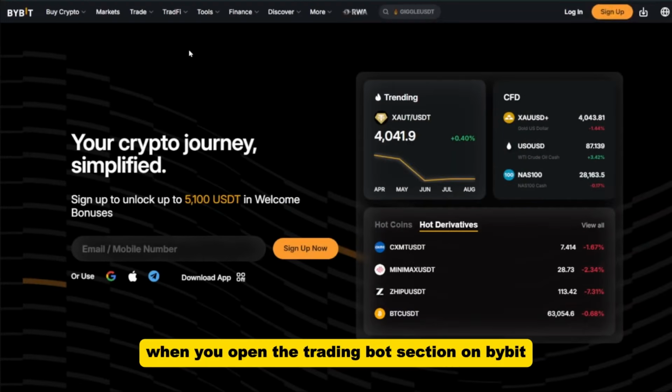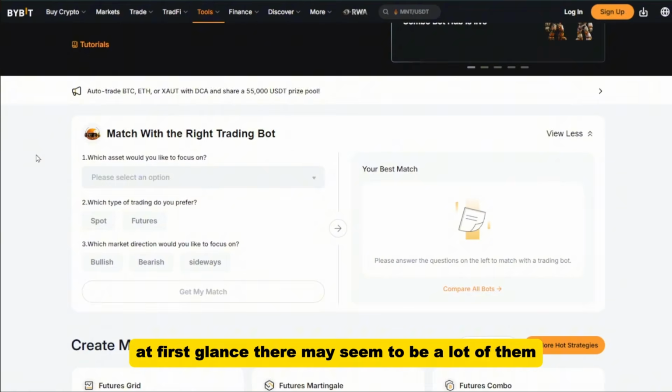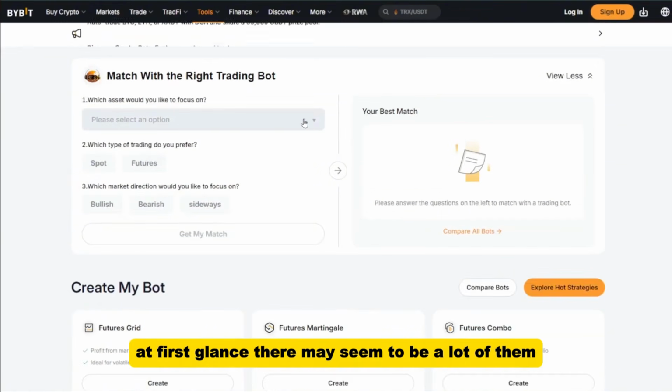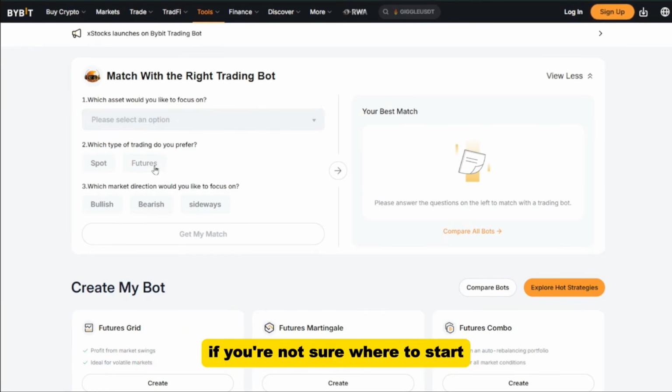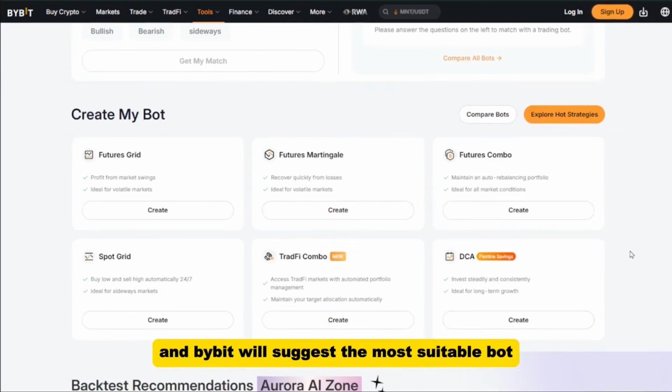When you open the Trading Bot section on Bybit, you'll see several automated trading tools. At first glance, there may seem to be a lot of them, but each bot is designed for a specific strategy. If you're not sure where to start, you can take a short quiz at the top of the page. Answer a few questions, and Bybit will suggest the most suitable bot. Now let's briefly go over each of them.